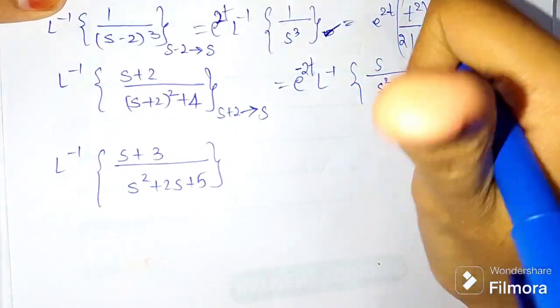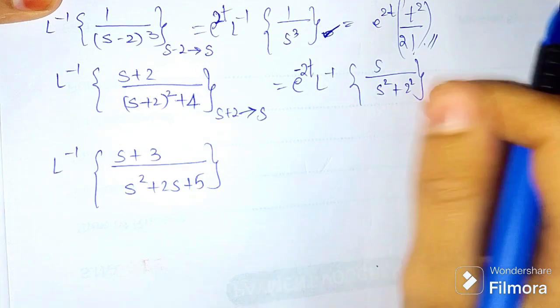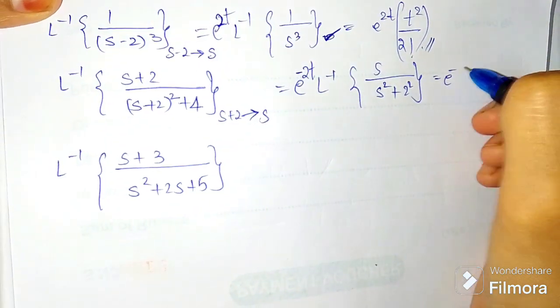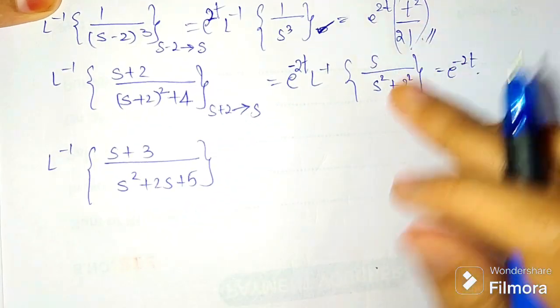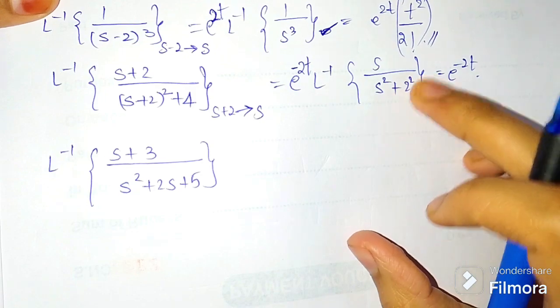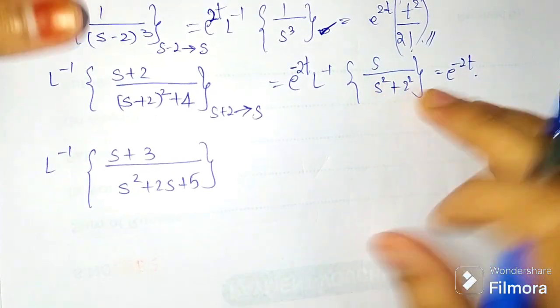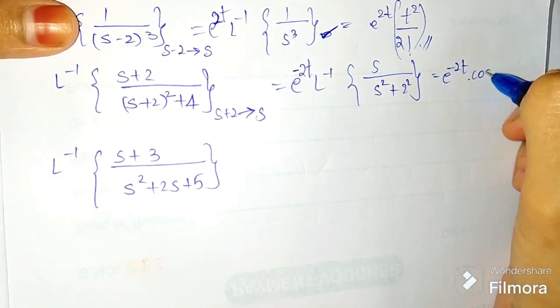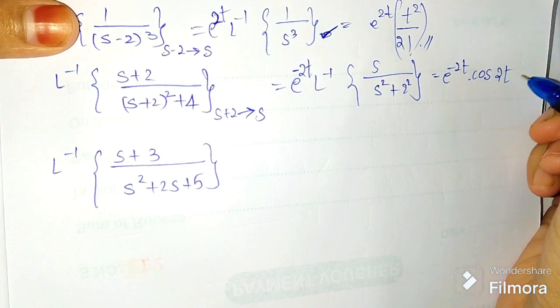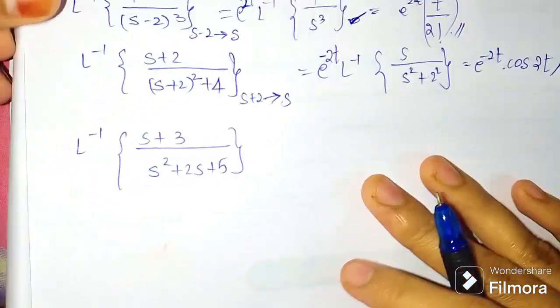Clear? Now, how will you solve this? e power minus 2t into what will be this? s by s square plus 2 square means this is the cos formula, no? So this will be my cos 2t. Over. Clear? Now let's see this question.